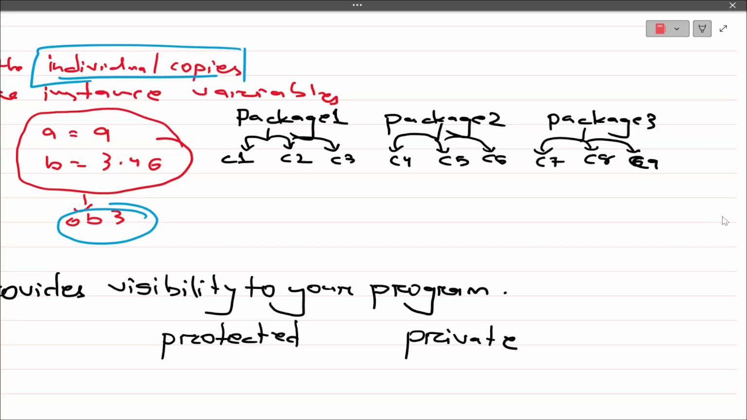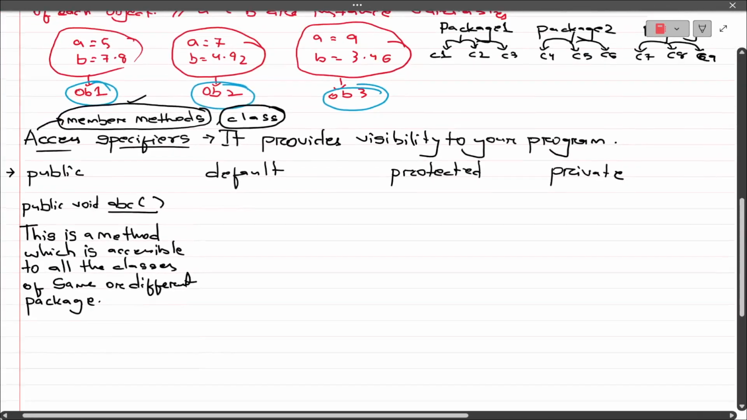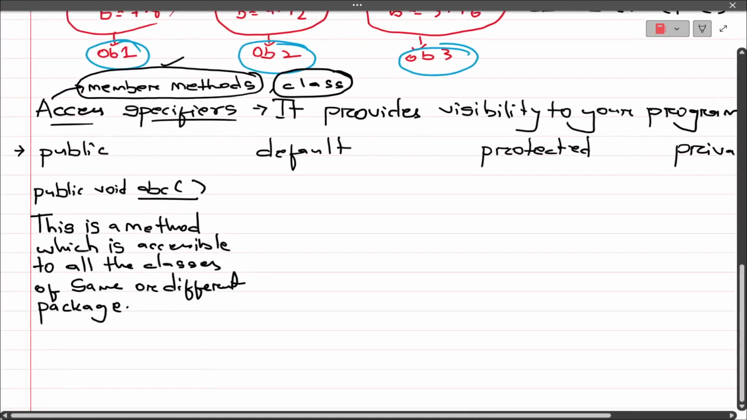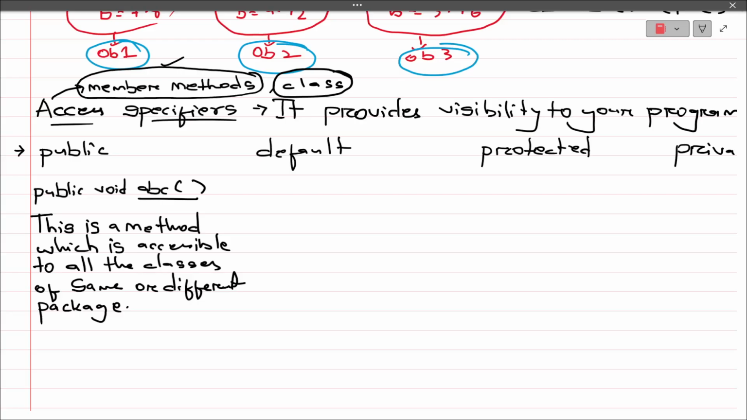So according to this example, I am having 3 packages. This is just an example, I will not go much deeper. I am just saying these things exist in Java. There can be varieties of packages, and each package has the capability to contain groups of classes, which also vary. The meaning of this definition is that whenever I provide public to a member method, that method can easily be accessible to all the classes of the same or different packages.